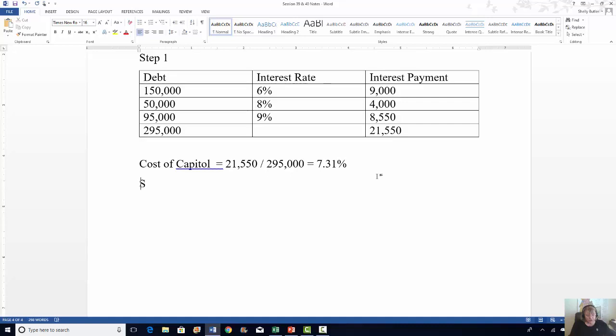Okay, so step 2 is to calculate the average profit. And our revenues were $40,000. And our expenses are $10,000.